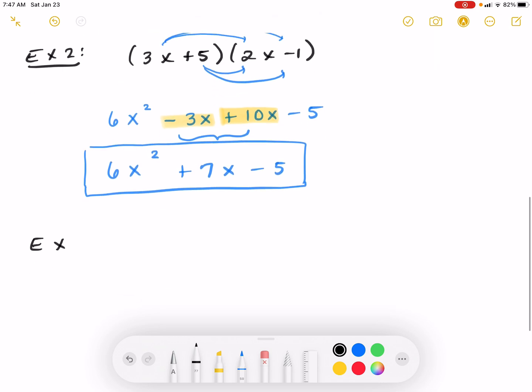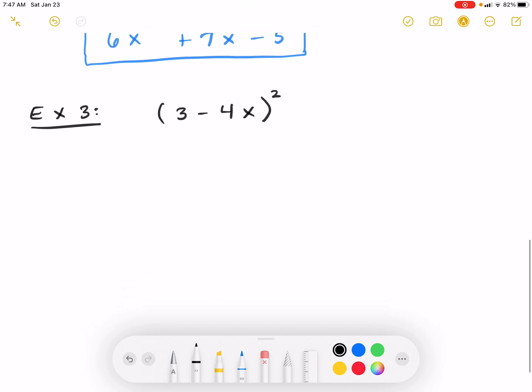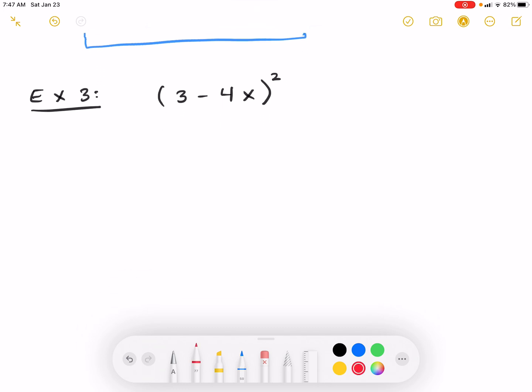All right, so the next thing that I want to talk about, you're going to see this come up a lot, where we're going to see a quantity squared. So suppose we have 3 minus 4x, quantity squared, okay? So how are we going to do this? Well, the first thing that we're going to recognize is that when something is squared in math, that means that you multiply it by itself.